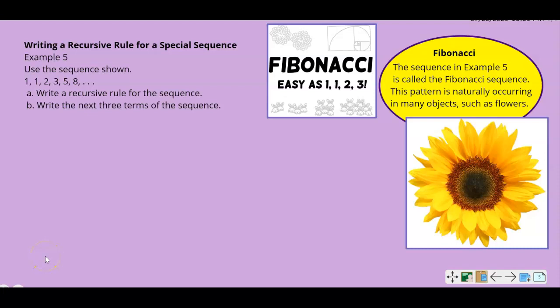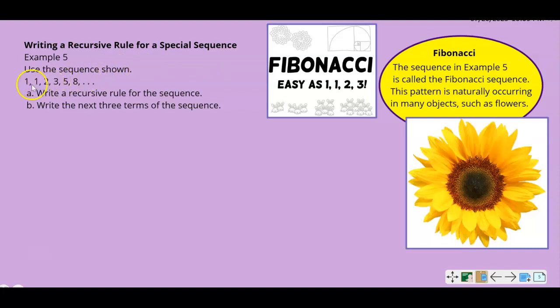Example 5, Fibonacci sequence. This says use the sequence shown. So we've got 1, 1, 2, 3, 5, 8. It says write a recursive rule for the sequence. Write the next 3 terms of the sequence. This is a famous sequence. You can see it naturally occurring in many objects, even in flowers. So Fibonacci sequence, if you get bored sometime, look it up. Lots of cool stuff you can find about Fibonacci.